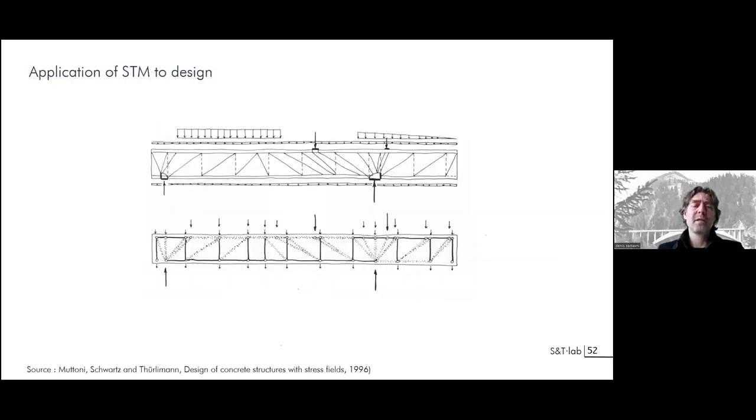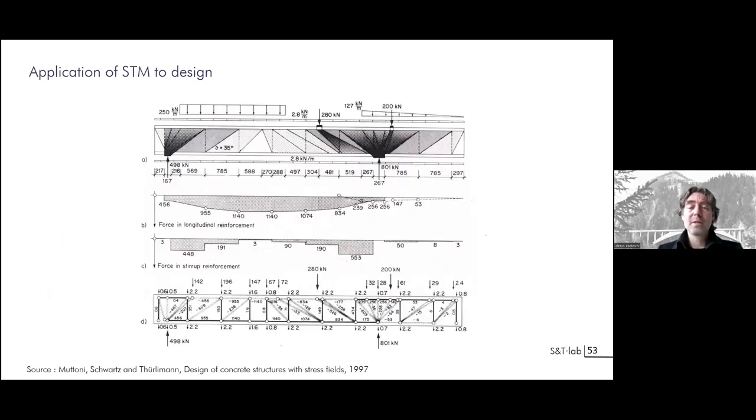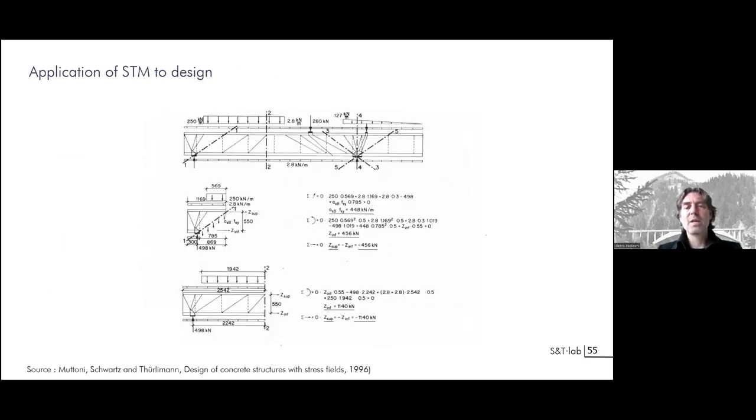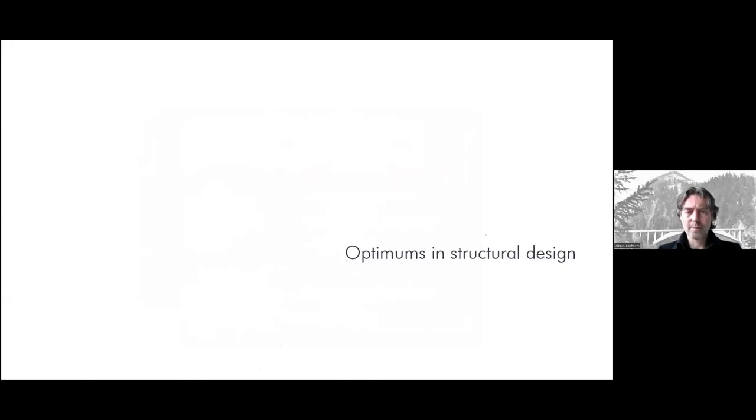Here we have a more detailed example coming from Bachmann, Schwarz, and Thürlimann as published in 1996, in which we have the first sketch about the stress field and about the corresponding strut-and-tie model with the analysis that could be made classically or using graphic statics with a force polygon. And at the end, they will give you mechanisms that could be calculated in a very similar way to how you are calculating here a shear force in the structure.